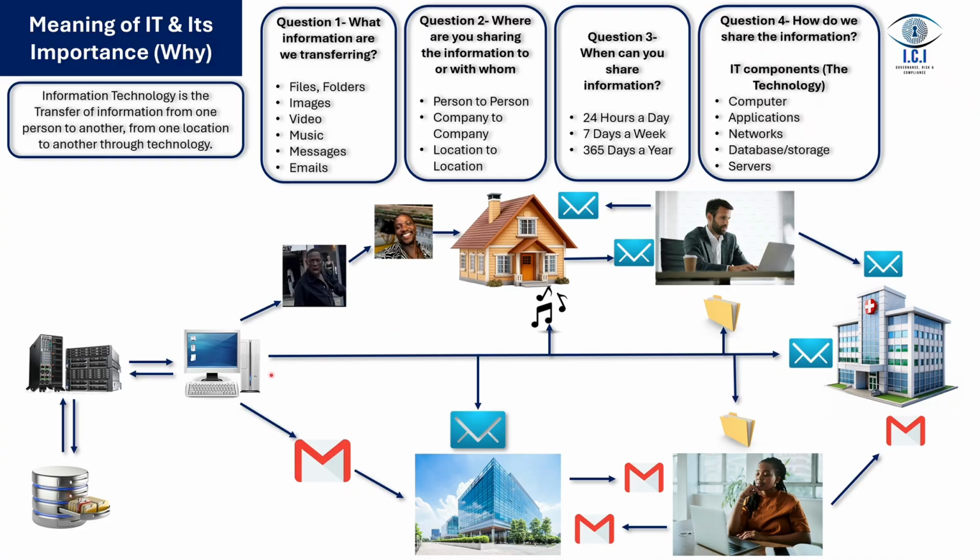If we pass another information, the information can be emails. So this computer is passing email to this company. And if you look at it, this man is passing this folder to this woman. So looking at all this structure on ground forms the information technology ecosystem.